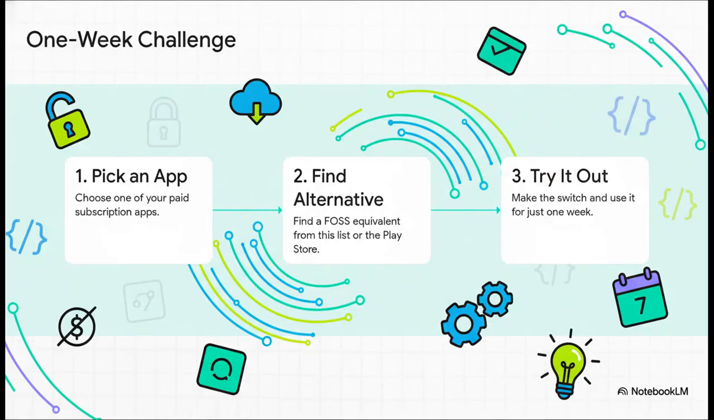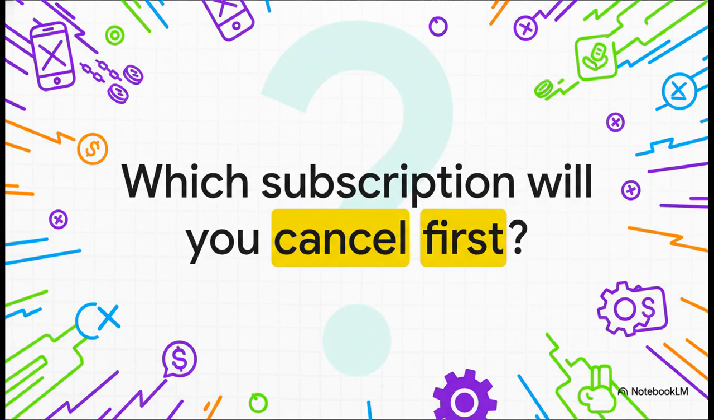Feeling inspired? The article leaves us with a simple, actionable challenge. Just pick one subscription app you use. Find a FOSS alternative for it, maybe one we just talked about, and just try it for 1 week. See how it feels. Which brings us to one final, empowering question. Look at the apps you pay for every single month. And now you have to ask yourself, which subscription will you cancel first?